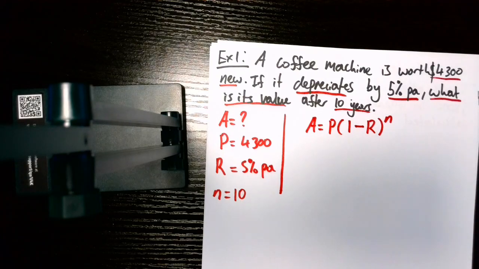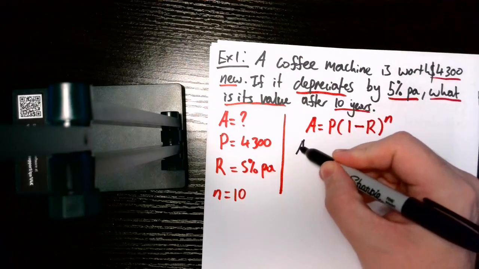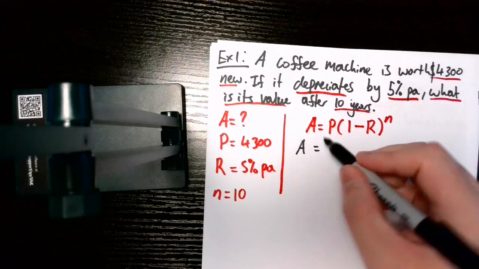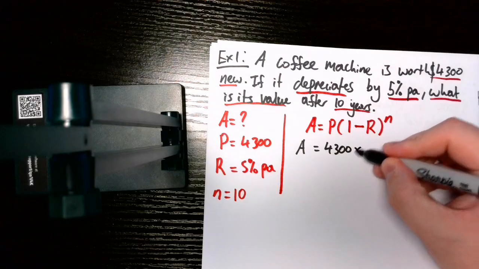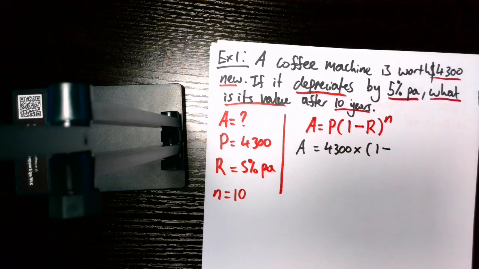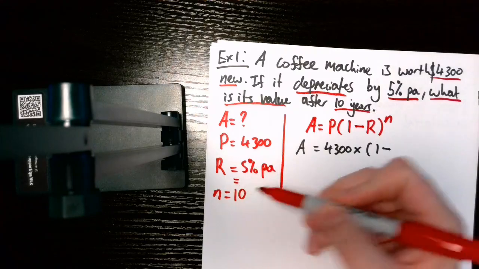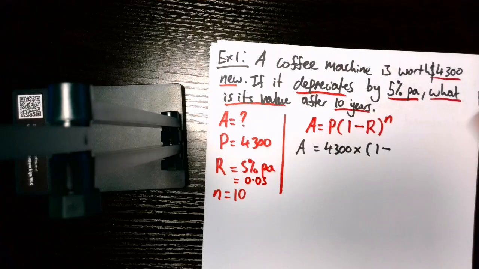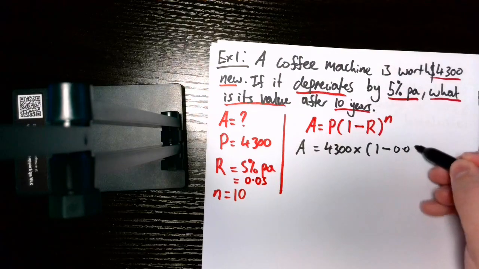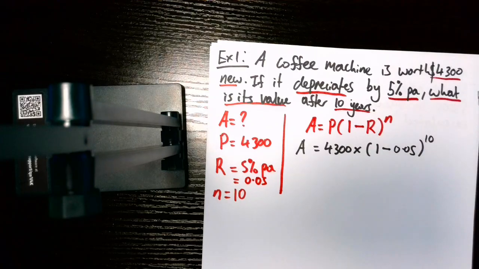Okay? So, let's have a look at how we would answer this question. We don't know what A is, so we're going to leave it alone. We sub in P is equal to 4,300. That's what our brand new coffee machine cost us. That's what it started off at. Multiplied by 1 minus, and you'll notice I haven't done something here that I did in other questions. So let's just do it now. What is 5% as a decimal? If you write 5% as a decimal, you just take that number and divide it by 100, you'll end up with 0.05. So it is 1 minus 0.05, all to the power of n, our number of time periods, which is 10.